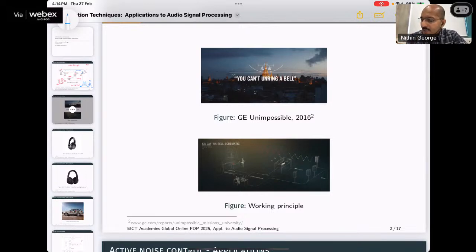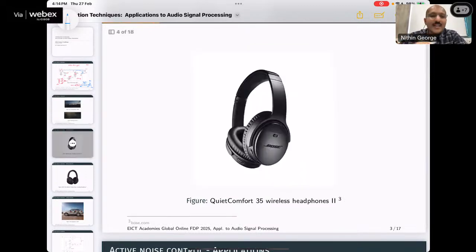So what are the major applications? Major applications are ANC headphones. You will see this Bose headphone. Many different companies are coming with many different types of headphones where noise cancellation is happening. Let me draw a diagram of how an ANC headphone could be working. We don't know how exactly it is working, but based on our understanding of the first diagram, we could somehow draw a possible diagram for this.